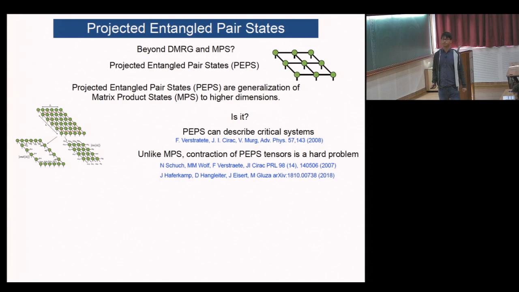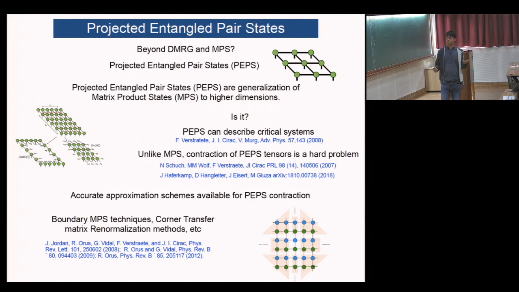But luckily, we have accurate approximation schemes that can be used for PEPS contraction. For example, there is the boundary MPS technique, where you take a matrix product state and use it to approximate the boundaries of your PEPS from left, right, up, down, and so on. And then there is the corner transfer matrix renormalization group, which approximates the corners of your infinite PEPS into some fixed point tensors. Once you have them, you can compute the observables and so on.